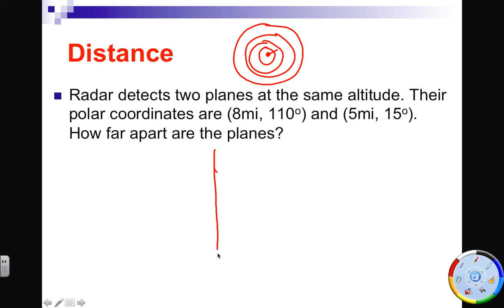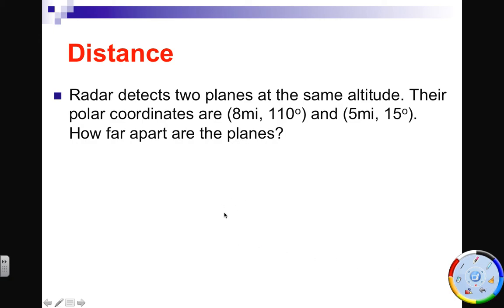So let's think about this. If I was to think about you sitting right here at your radar station, here is 0 degrees. I know the first plane sits at 8 miles, 110 degrees. So 110 degrees is right here, 8 miles. The other one is 5 miles, 15 degrees. Now, the question is, how are you going to do this? You want to find the distance between these two planes.